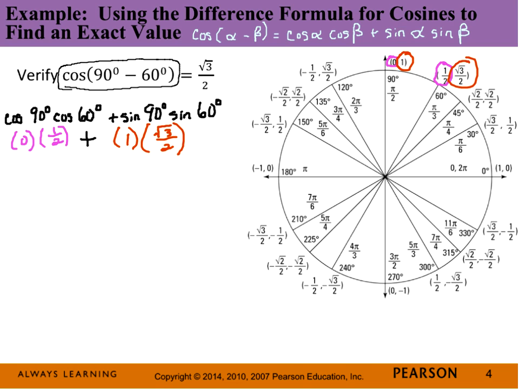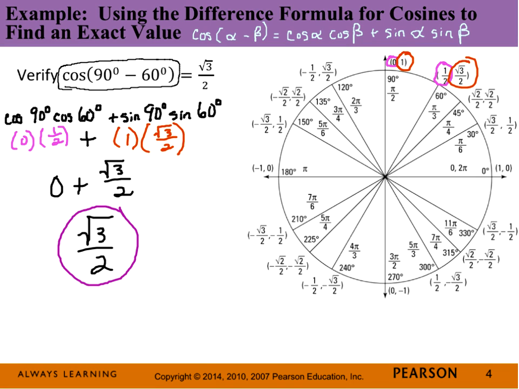All right, so now all I have to do is calculate here. 0 times 1/2 is 0, plus 1 times the square root of 3 over 2 is square root 3 over 2. 0 plus anything is itself, so we end up with the square root of 3 over 2, which is exactly what we wanted, to verify that that thing equals the square root of 3 over 2. So this is a pretty simple example, so I'm sure, Roy, you're probably good with this.